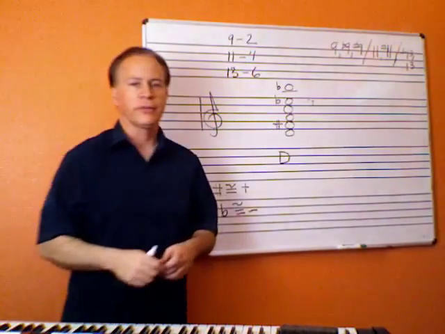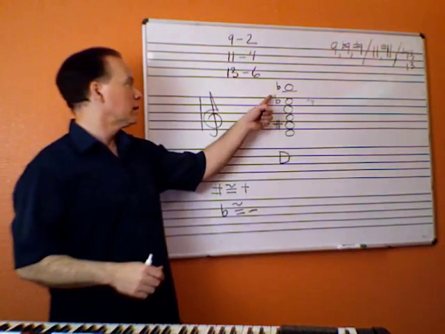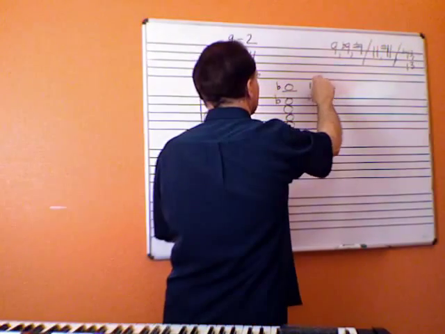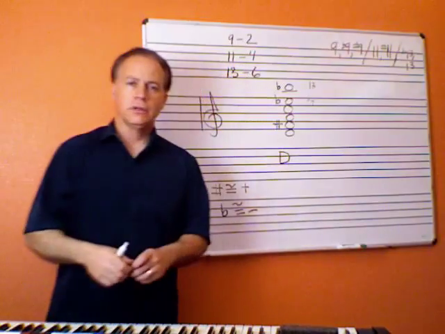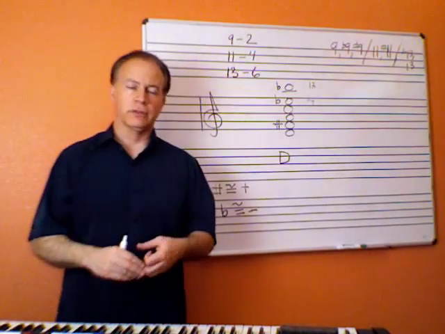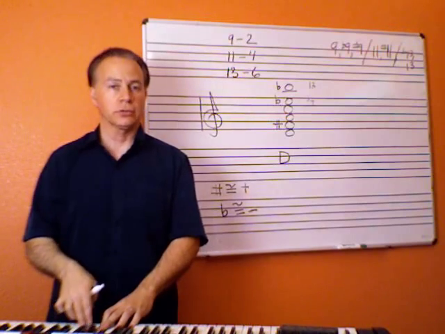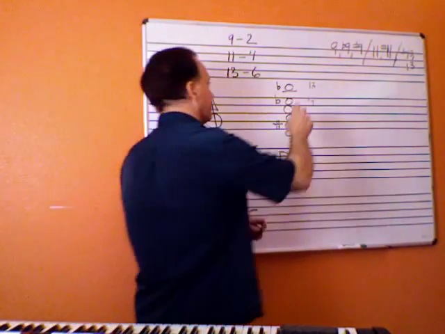And what about that B up there? Well, let's see. 9, 11, 13. That's some kind of 13. Now, it could either be a regular 13 or a flat 13. Well, the sixth note of the D major scale is B natural, so you can see this is going to be a flat 13.